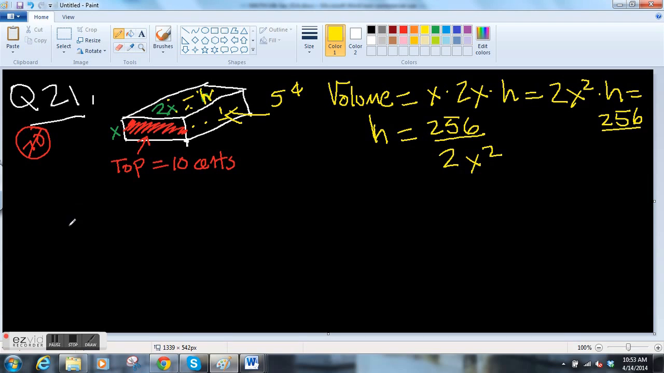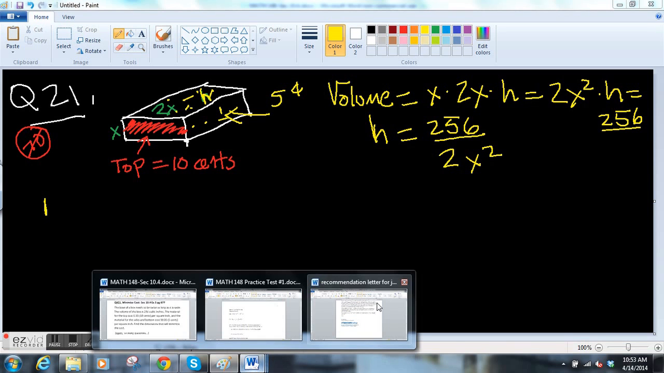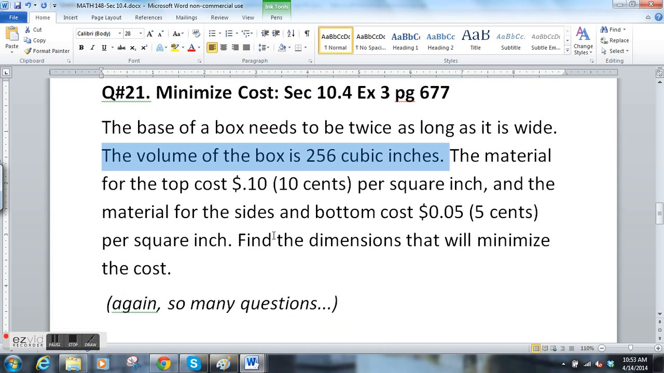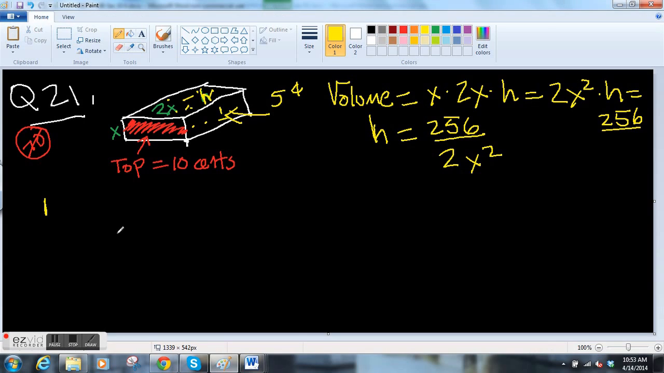Why did I do that? Why would I do that at all? Well, because we are trying to minimize the cost here. I think we're trying to minimize the cost. Yep, find the dimensions that will minimize the cost. So we're not trying to maximize the volume, we're trying to minimize the cost. So minimize cost, that is our ultimate goal.